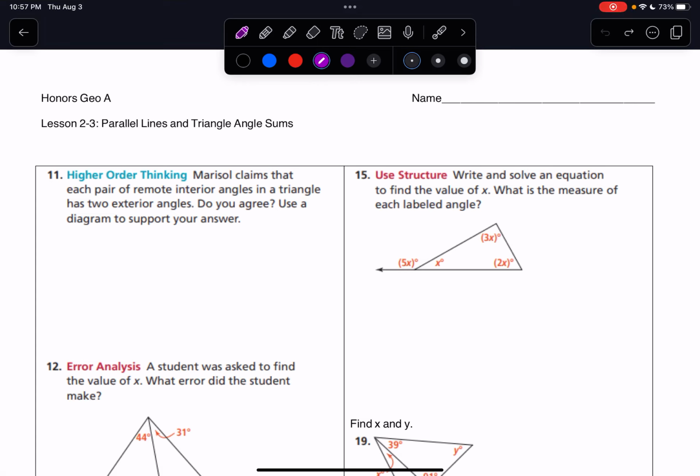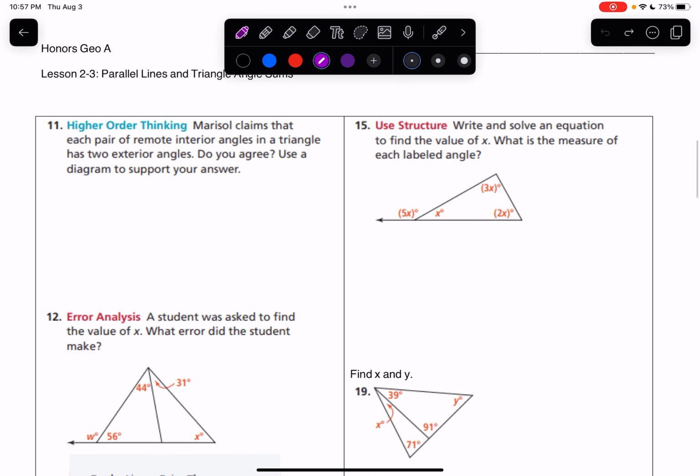Hello everybody, it is time for us to take a look at the lesson 2-3 worksheet, which I think is a pretty fun section, not too bad in the grand scheme of things, and no proofs on this worksheet, so it should go pretty quick. Starting here with number 11.